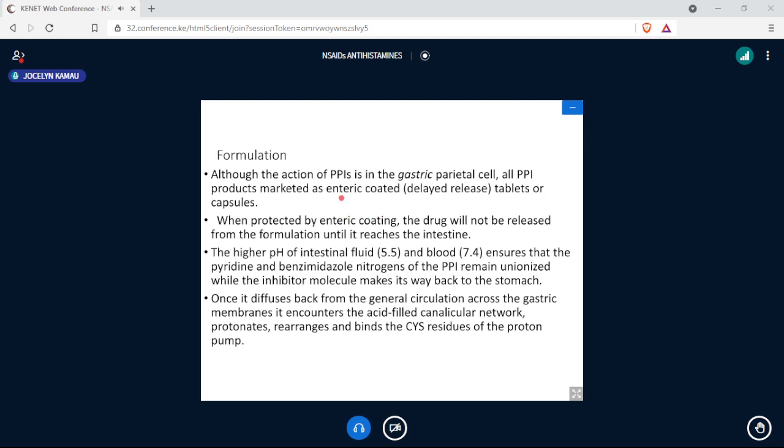Why would you want to formulate them as delayed action? Why do you formulate them as delayed action? And what do you mean? Can you explain to me now? Teach me the pharmaceutics. What do we mean by enteric-coated? When we say a tablet or a drug is enteric-coated, what do we mean? Can I get answers? And tell me why enteric-coated. Why is it necessary for these drugs to be enteric-coated? Can I get an answer quickly, please?